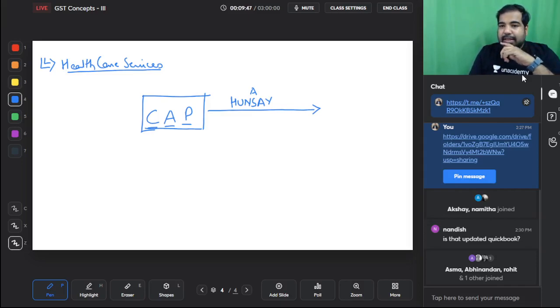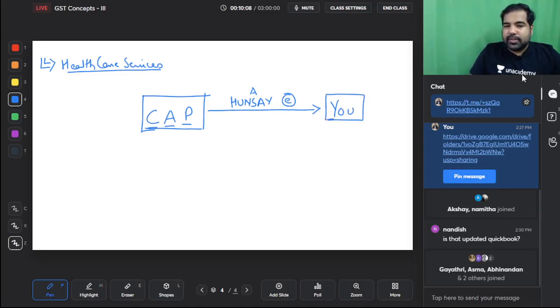Guys, this one is healthcare services. We are starting off with one exemption, registration chapter and ITC chapter in today's session. So Hunase is basically the approved medical services which are exempt. Any healthcare services in the nature of Hunase are exempt. So Hunase services are exempt. What else is exempt?